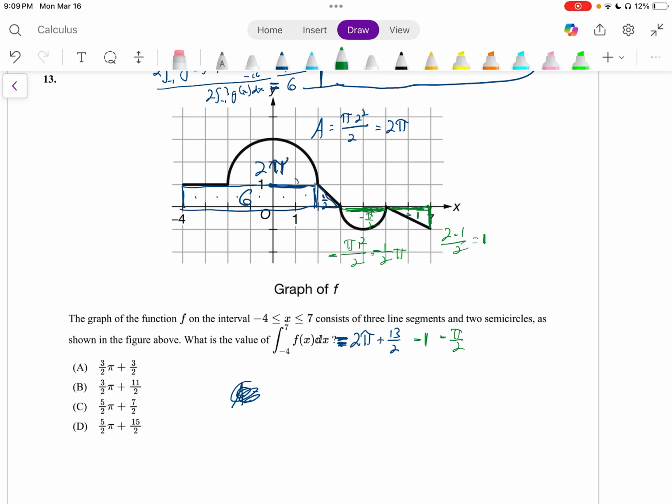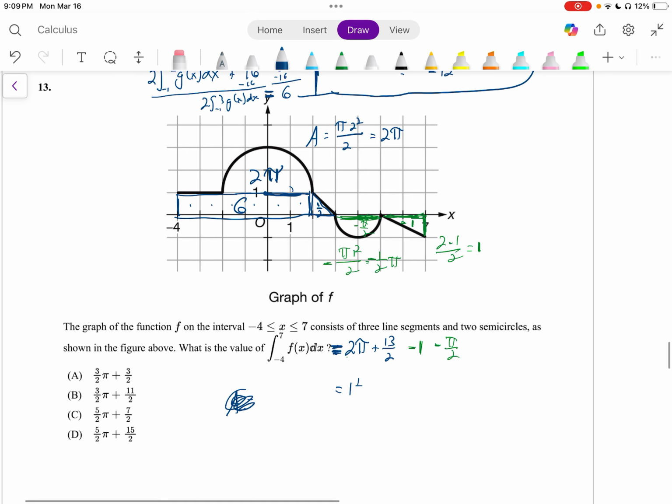As we simplify that, 2 pi minus 1/2 pi is 1.5 pi. So 1.5 pi. 13/2 minus 1 is 11/2, because this is like 2 over 2. So we got, again, fractions. So 3 pi over 2, or 3/2 pi, plus 11/2 is the integral, and that is B.